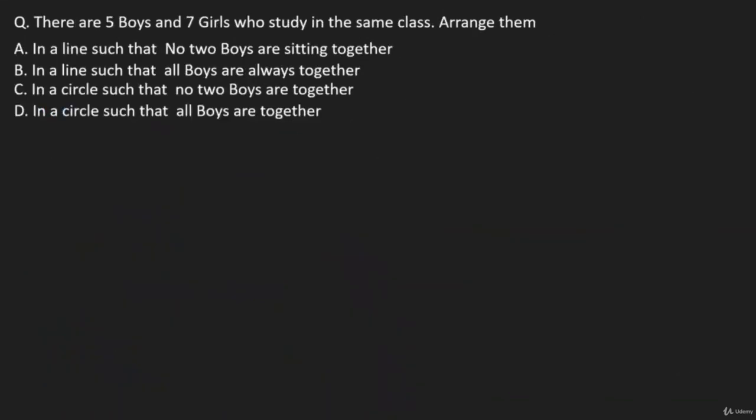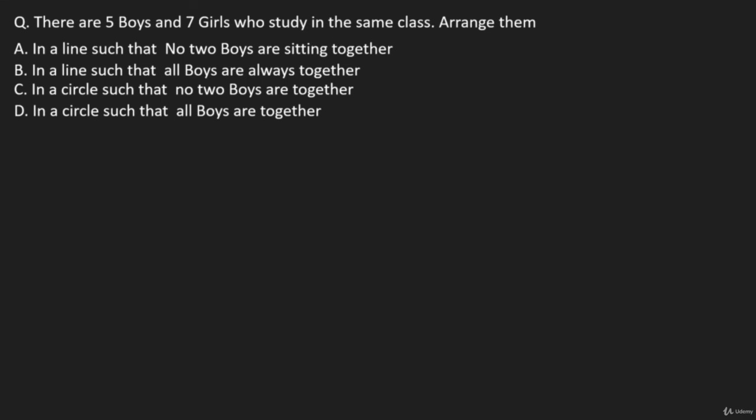Let's do this question. There are 5 boys and 7 girls who study in the same class. Now we need to arrange them in a line such that no 2 boys are sitting together. Alright, pause the video, give it a try, and then we'll do it together. Alright, I hope you have given it a try.